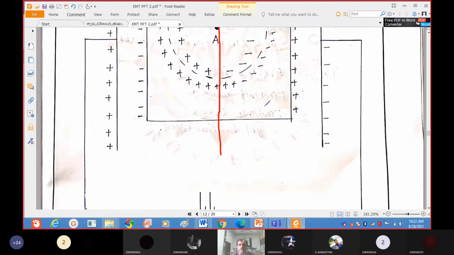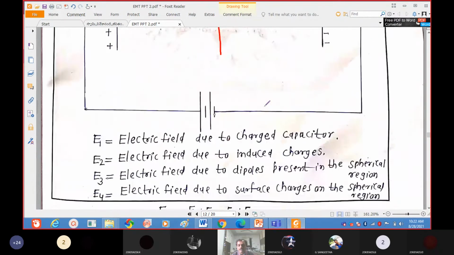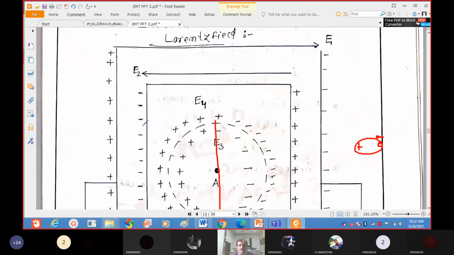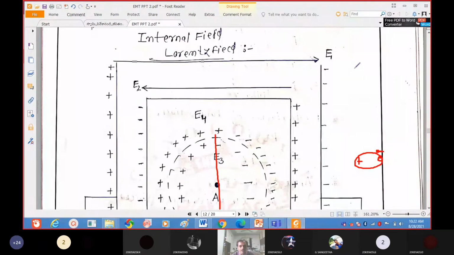So we have to calculate E1, E2, E3, and E4. E1 is the electric field due to the charged capacitor. This is the capacitor. E2 is the electric field due to the induced charge.